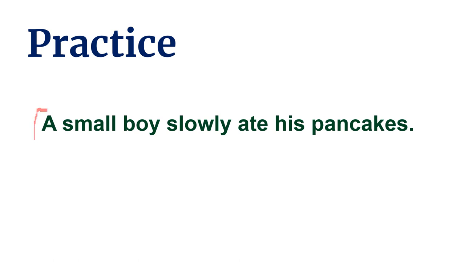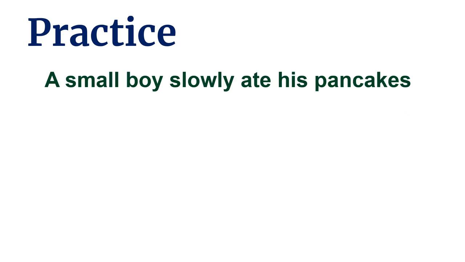Okay, the answers are the phrases a small boy and his pancakes. We can replace a small boy with he and his pancakes with it. Therefore, a small boy and his pancakes are constituents. What about small boy? Yes, we can change it to boy. So therefore, by a constituency test, we have a constituent, small boy.